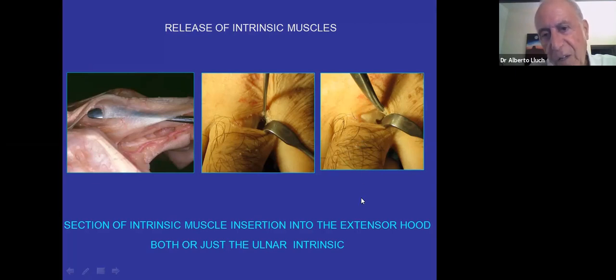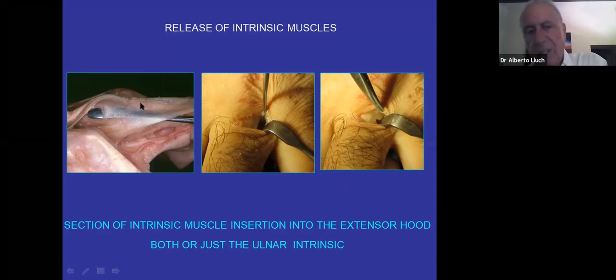while with the other finger we flex the PIP joint, and we'll see that the PIP joint can be flexed even keeping the MP joint in extension, because we have cut the extensor tendon more or less from here to here or to here, depending on the amount of muscle retraction.